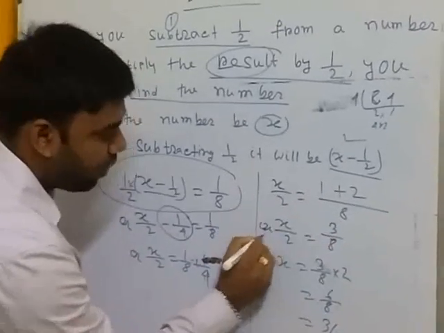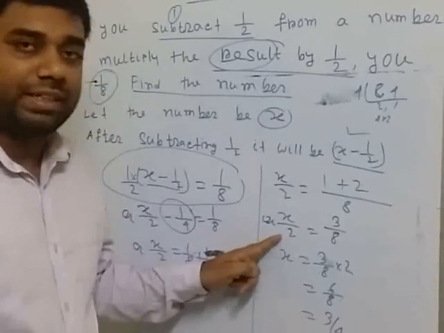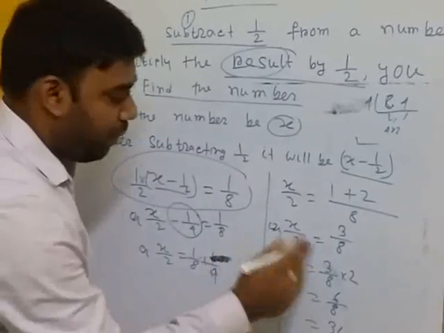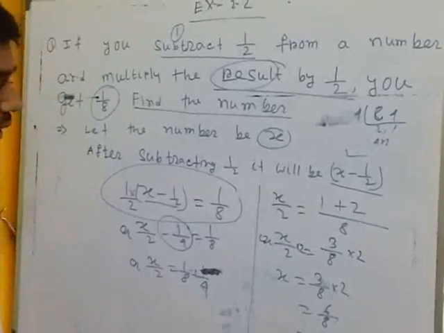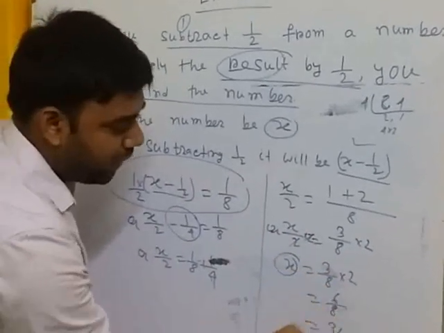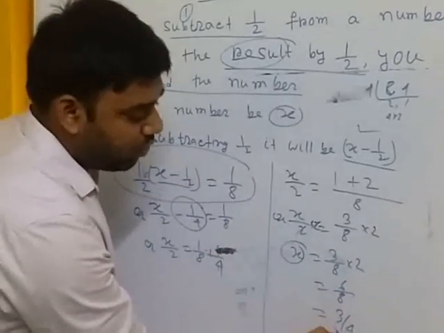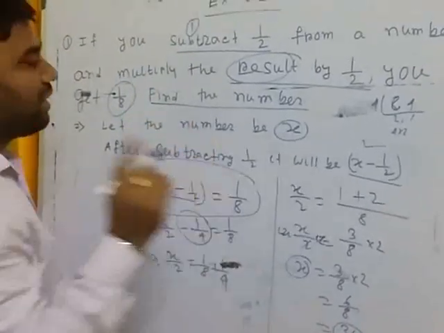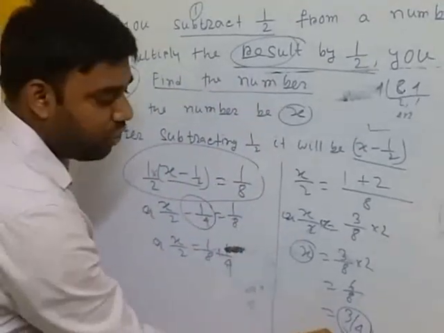Now x by 2 equals 3 by 8, and 2 is dividing here. If I multiply both sides by 2, the 2 will be reduced, leaving only x, and 3 into 2 is 6 by 8. By reducing both numerator and denominator by 2, that is 3 by 4. So 3 by 4 is our required number. The question asked to find the number, and the number is 3 by 4.